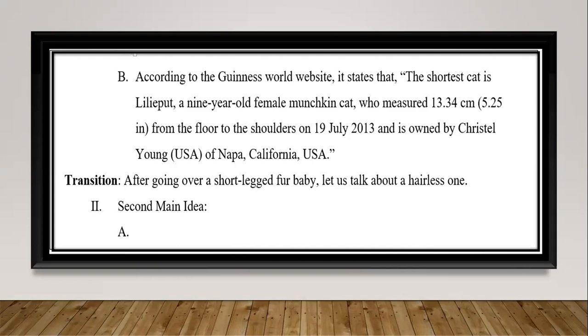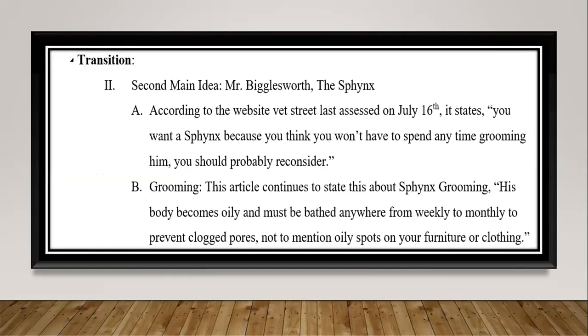Build redundancy. Tell them what you're going to tell them. Tell them what you told them. Preview, transition, and review. It is finally time to transition out of transitions and into formatting rules. Make sure you are lining up your outline correctly.